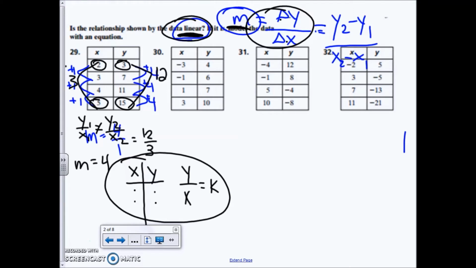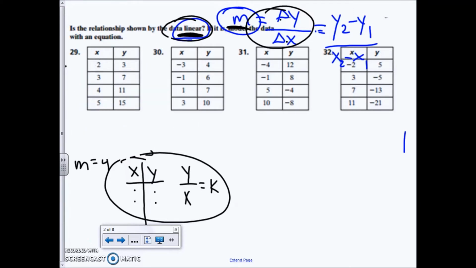How about number 30? The y goes to... What do you think, Risa? Okay, Giovanni, why is it not linear? Because y goes up by 2, then it goes up by 1, and then it goes up by... Is that what makes it not linear? No, because what do we need to compare that change in y to? We need to compare it to the change in x. So that negative 3 over negative 1, that's a change of 2, positive or negative? It's a positive change. And these are all positive changes also.